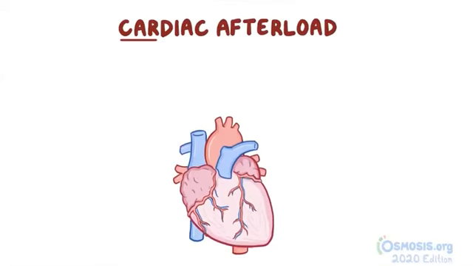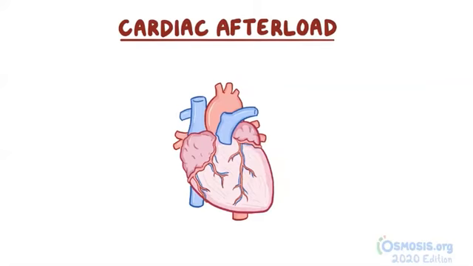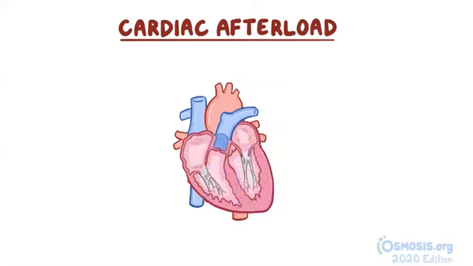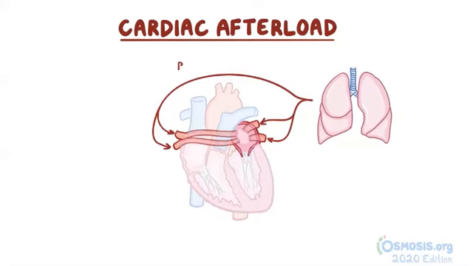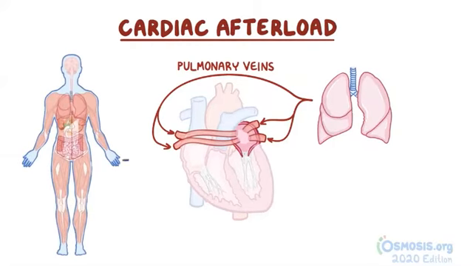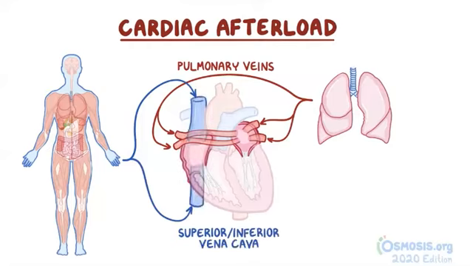Cardiac afterload is one of the main factors that influence how much blood the heart pumps out with each heartbeat, or stroke. Now remember that the heart has two upper chambers. The left atrium, which receives oxygenated blood from the lungs via the pulmonary veins, and the right atrium, which receives deoxygenated blood from all of our organs and tissues via the superior and inferior vena cava.